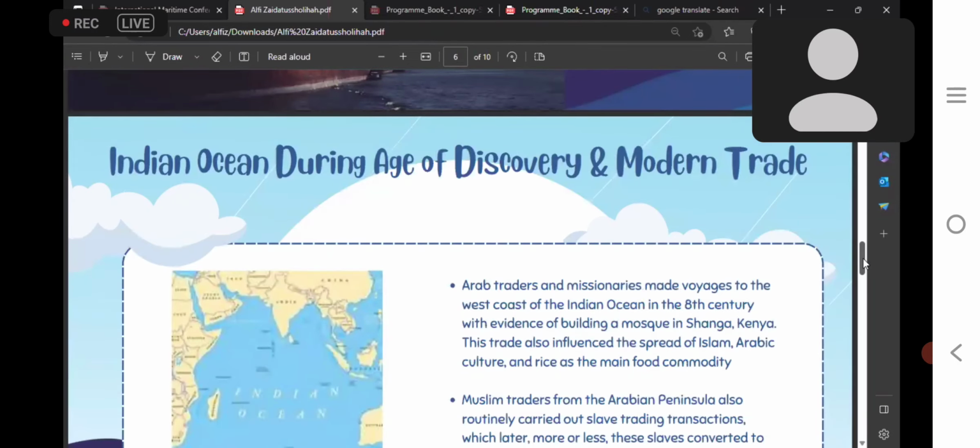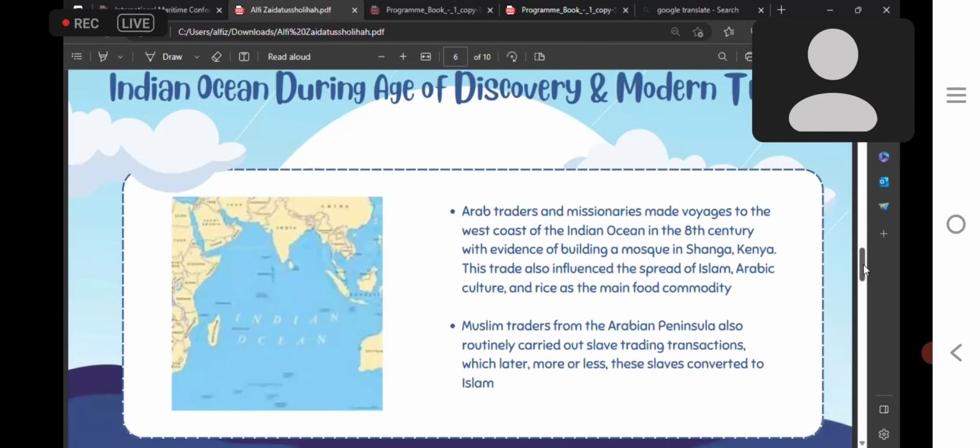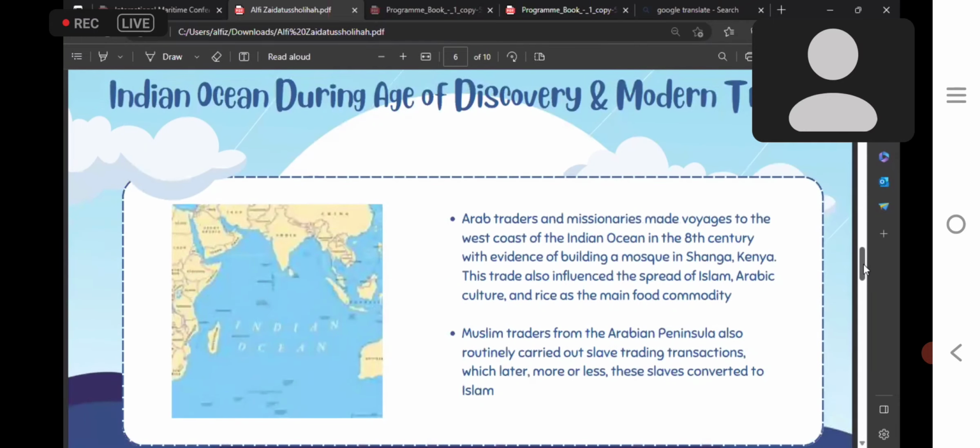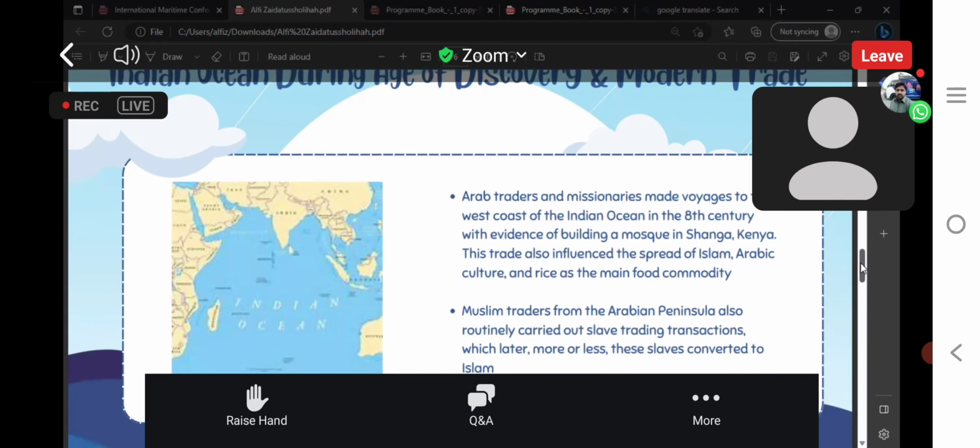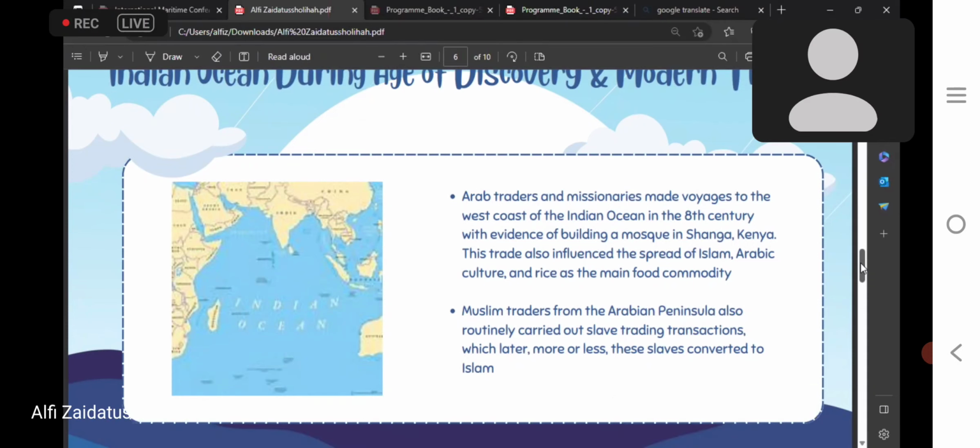Next, we're going to take a look at the Indian Ocean during the Age of Discovery and its importance to modern trade. Apart from the Mediterranean Sea, the Indian Ocean has a significant share in human mobility and connects one land to another. However, modern historiography of the Indian Ocean is almost always imprinted on written data from the colonial era of Western nations.